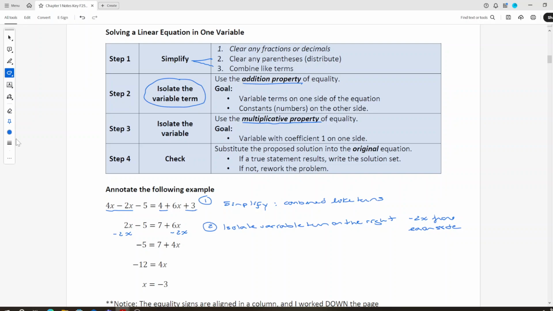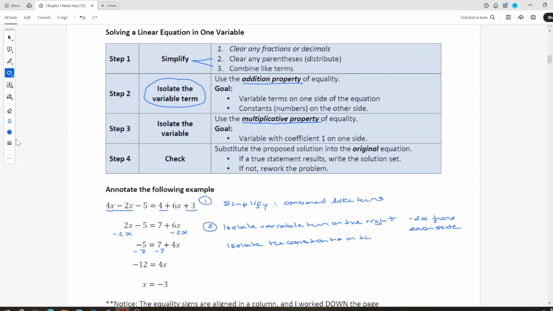But there's another part of step 2, which is what I did from this line to this line. Now, I minus the 7 from each side so that I could get the x term by itself, and then the numbers or constants on the other side. So the goal of step 2 is to get the variable terms on one side of the equation and the constants on the other. It doesn't matter which side. I tend to pick the side that will give me a positive coefficient on x, but you can pick whatever you want. So I isolated the variable term on the right for this one, and for this one, I isolated the constants on the left.